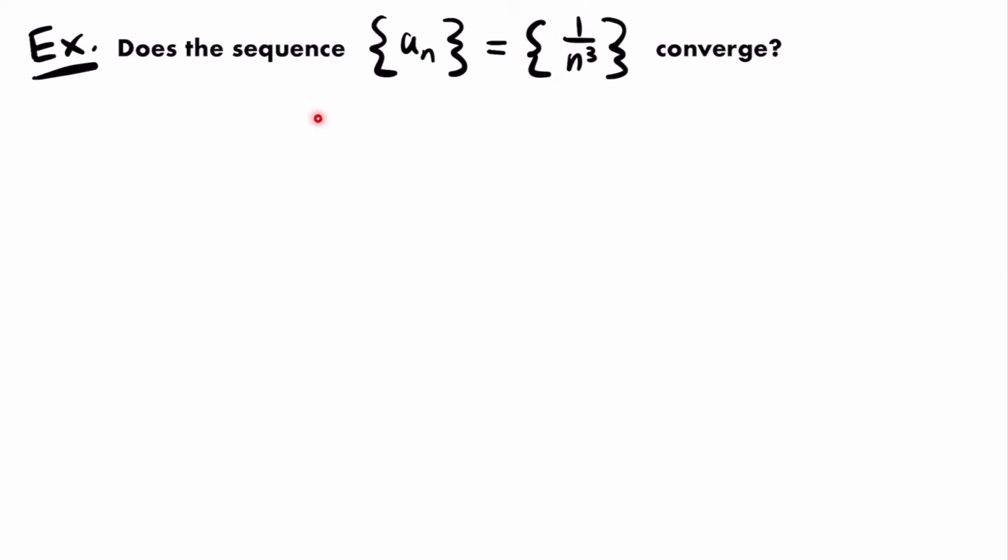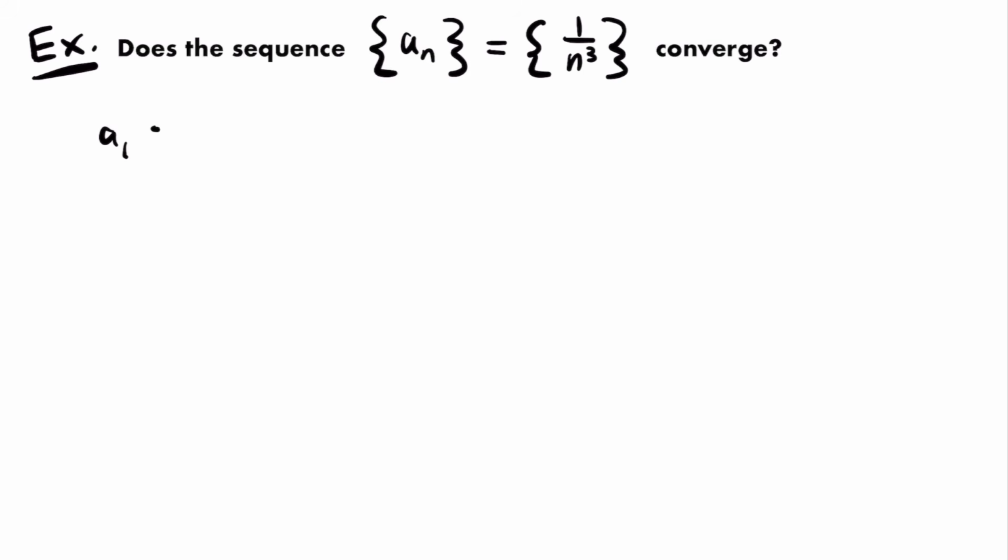All right, so here's our first example. Does the sequence a sub n is equal to 1 divided by n cubed converge? And so the way we want to determine this is see if our sequence is both monotonic and bounded. And so let's start by seeing if our sequence is monotonic, and then we'll work on if it's bounded or not. And so we'll start by writing out the first 4 terms or so of our sequence.